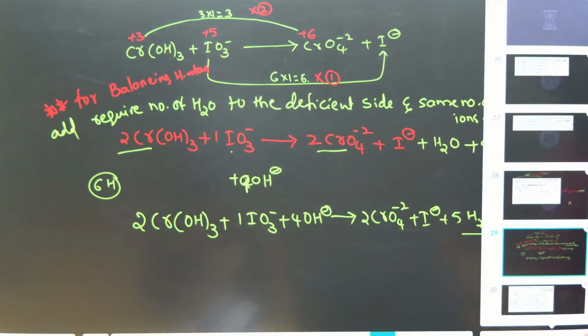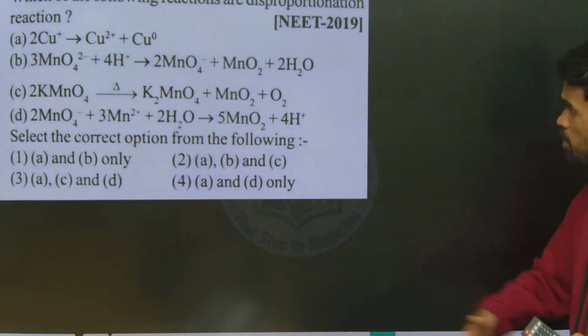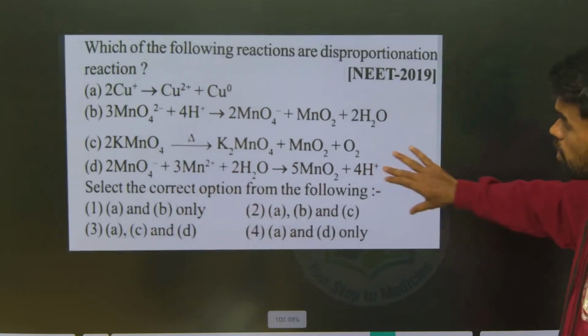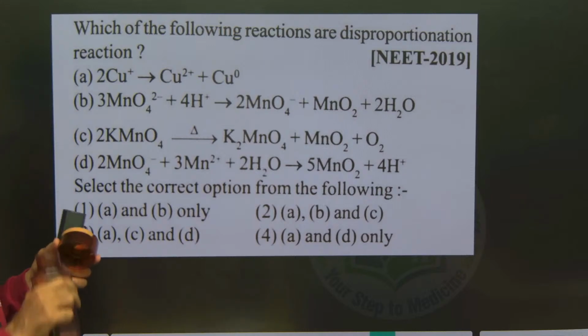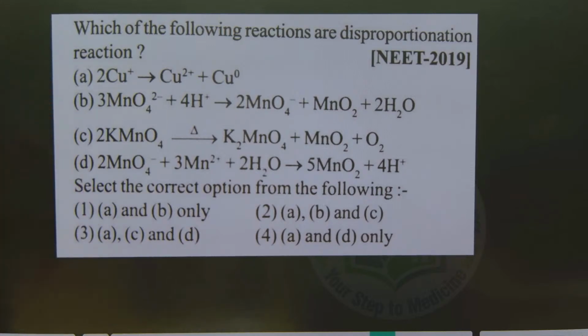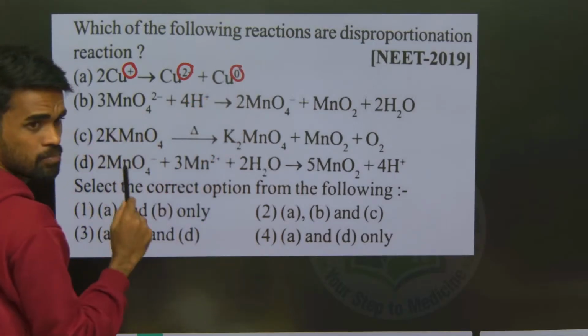Next, solve these questions. All these are very basic questions but appeared in NEET exam. So look at this. Which of the following reactions are disproportionation? So what to do? Assign their oxidation states, +1 converting into +2 and 0. So this is a disproportionation.